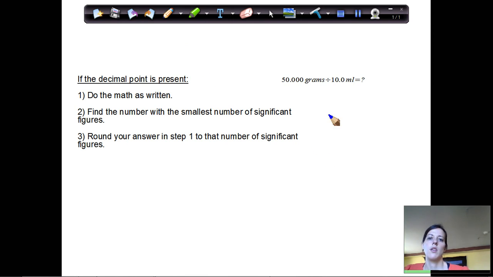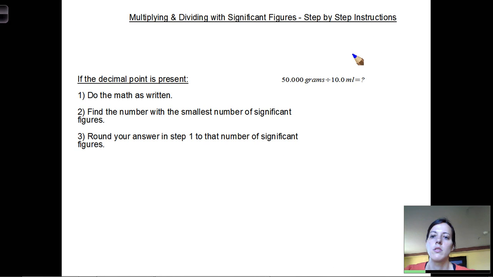Next, we're going to learn how to do some multiplication and division with significant figures. First step, do the math as written. So we have 50 grams divided by 10 milliliters. So that's simply 50 divided by 10 equals 5. Nothing changes there.